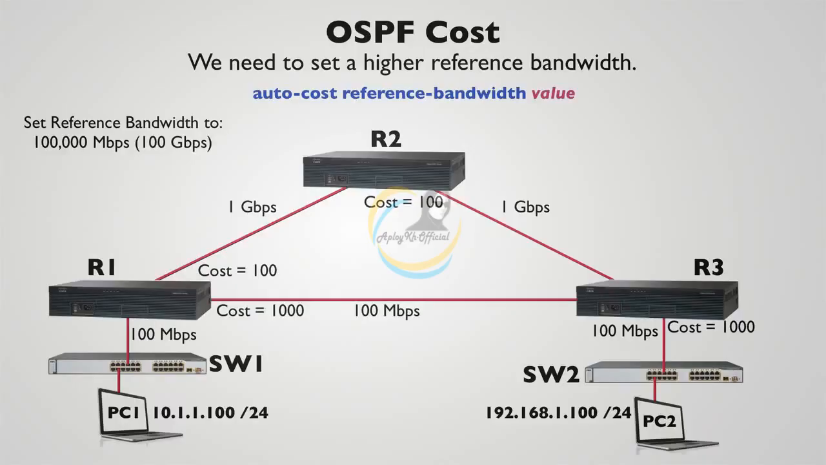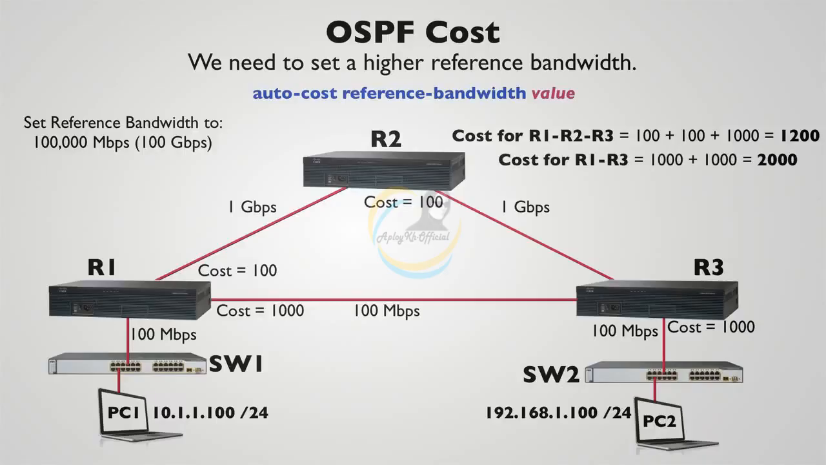Let's add up the costs using these two different paths. If I go from R1 up to R2 down to R3, I've got a cost of 100 plus 100 plus 1,000, a grand total cost of 1,200 via that path. If I go from R1 directly to R3, 1,000 plus 1,000. We've got a grand total cost of 2,000. Now, because we have set our reference bandwidth to a higher value, we're now distinguishing between 1 gig links and 100 meg links. Now, we're going to take the optimal path. We're going to go from R1 up to R2, down to R3. This is something to keep in mind for the real world as we're starting to see more and more gig links out there.